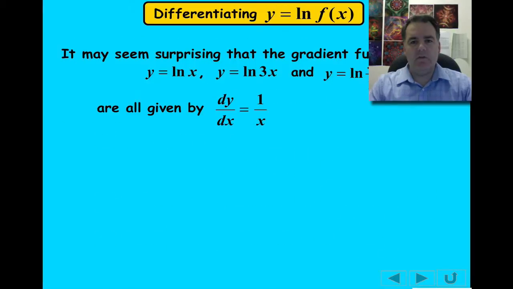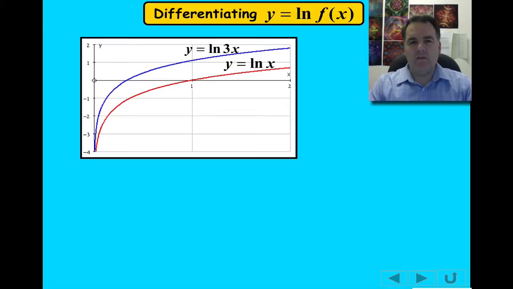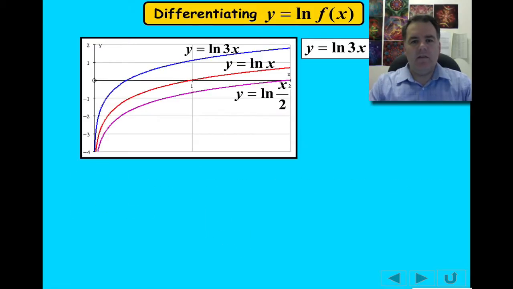So let's have a look at the graph of those. They're basically just translations of each other. So there's ln 3x, there's ln x, and there's ln x over 2. So they're just translations. So if we take any particular x value you like, x equals 1, the slope is actually the same at each different x value. That explains why the derivatives are all the same.